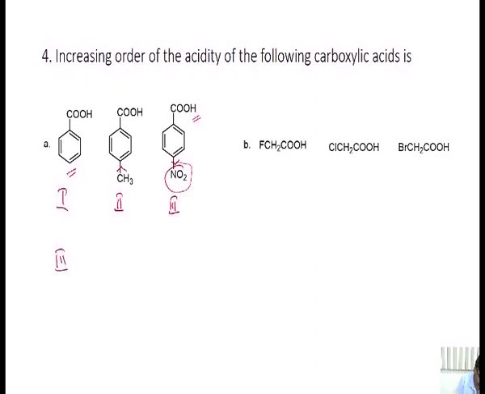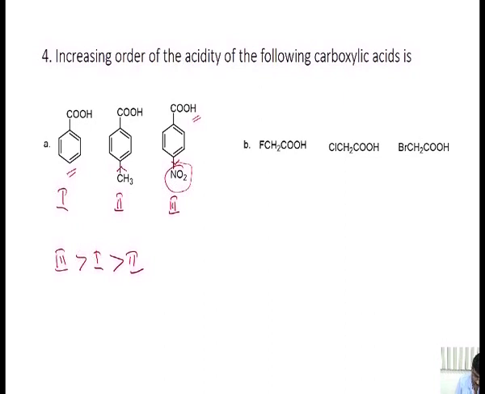Three will be more acidic compared to 1, which will be more acidic compared to 2. Now let us look at the aliphatic carboxylic acids: fluoroacetic acid, chloroacetic acid and bromoacetic acid.